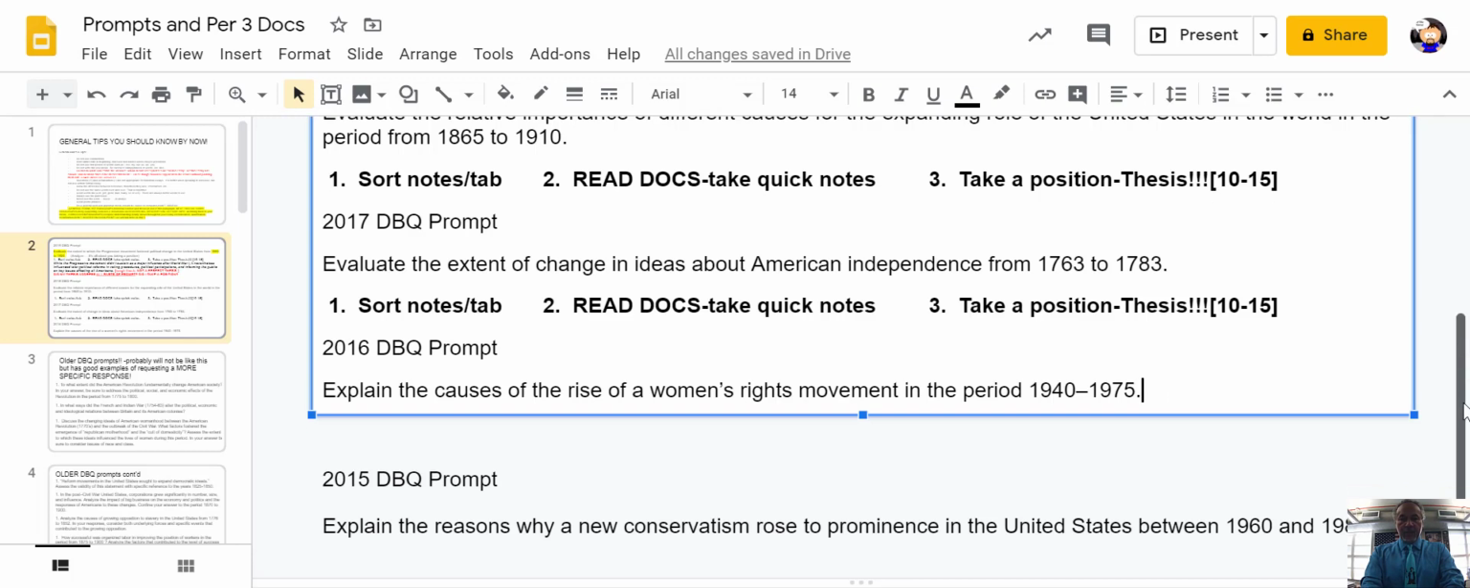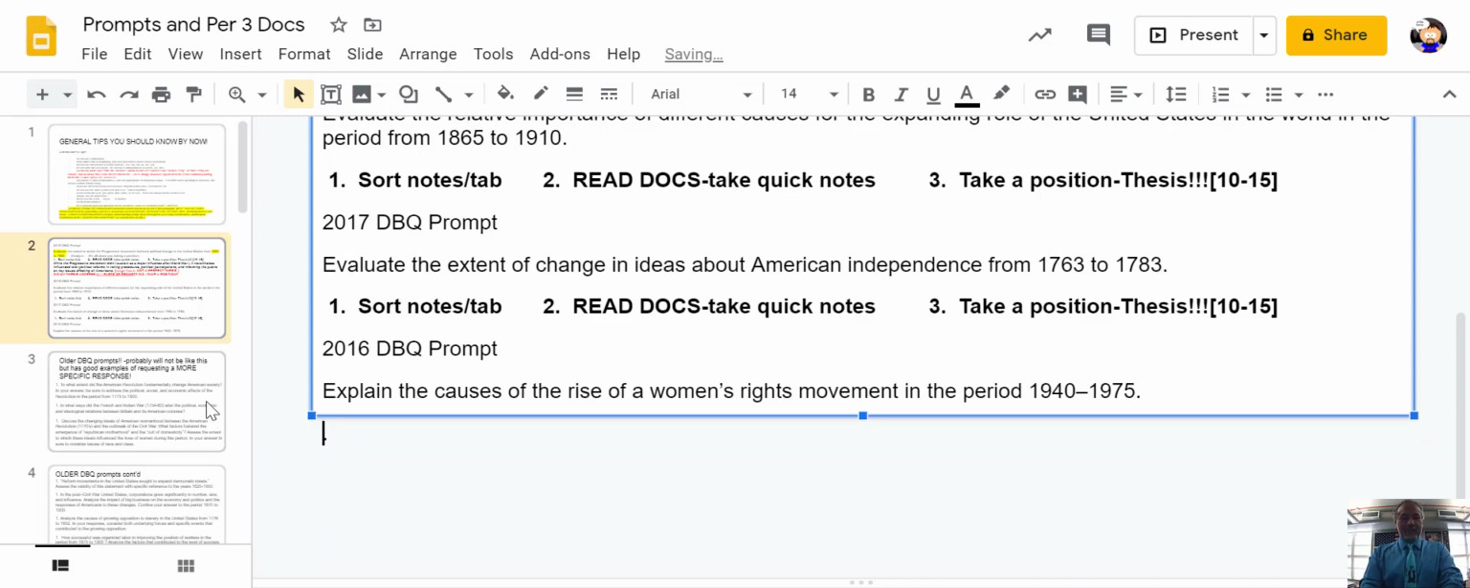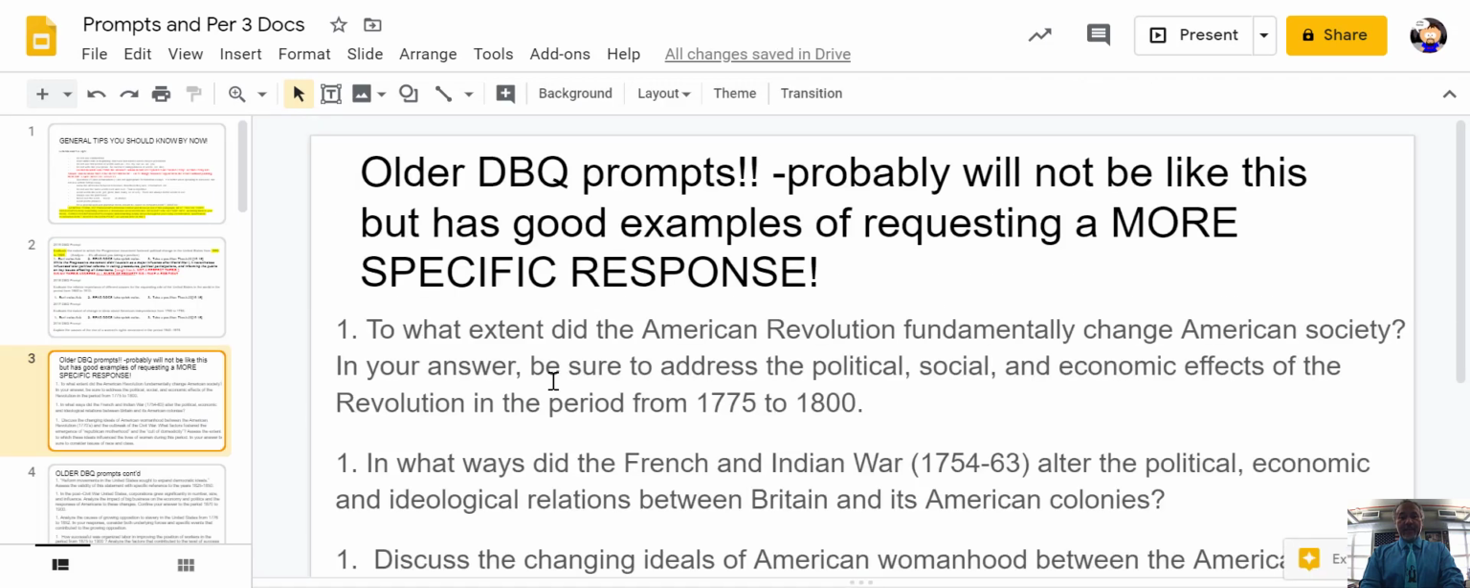All right, cool. All right, so explain the reason why the new conservative right... I don't even know why I had that on here. I've got to do a quick edit right here, so I don't want it on there. Let's go to the next slide.